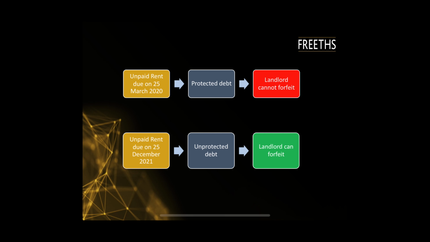tenant's lease of retail premises where the tenant failed to pay the rent for the quarter due in March 2020, but also failed to pay the rent for the quarter due in December 2021. The March 2020 arrears would be protected and the landlord would not be able to forfeit in respect of those arrears. However, the December 2021 arrears would be unprotected, and once the relevant period under the lease has passed, the landlord would be able to forfeit in respect of those arrears.